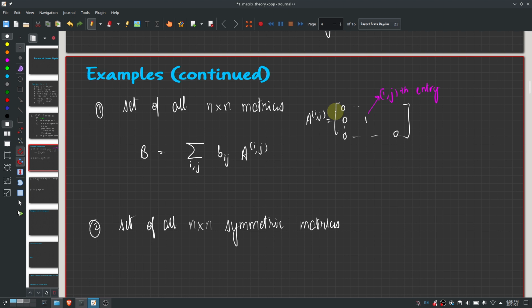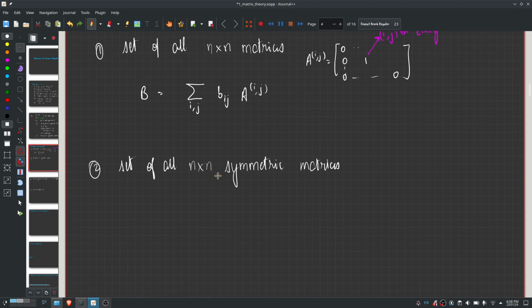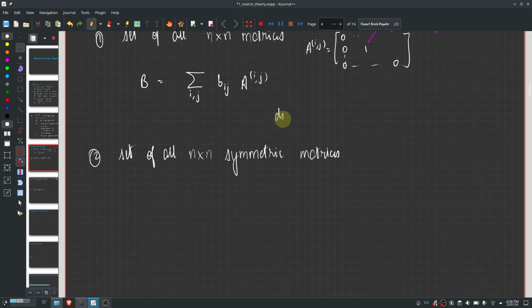So this forms a basis, and in fact all the Aij's are linearly independent, which you can easily verify. And how many matrices are there? There are n square. So the set of all n by n matrices forms a vector space, and this has dimension n square. Now, the dimension of R n by n has dimension n square.